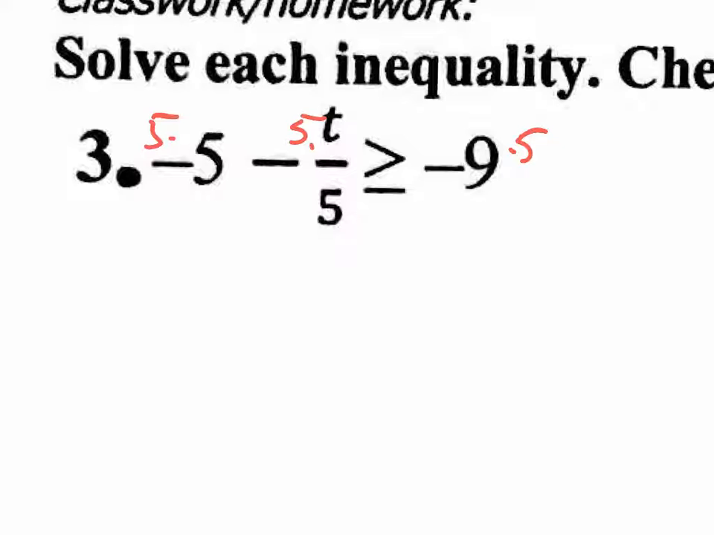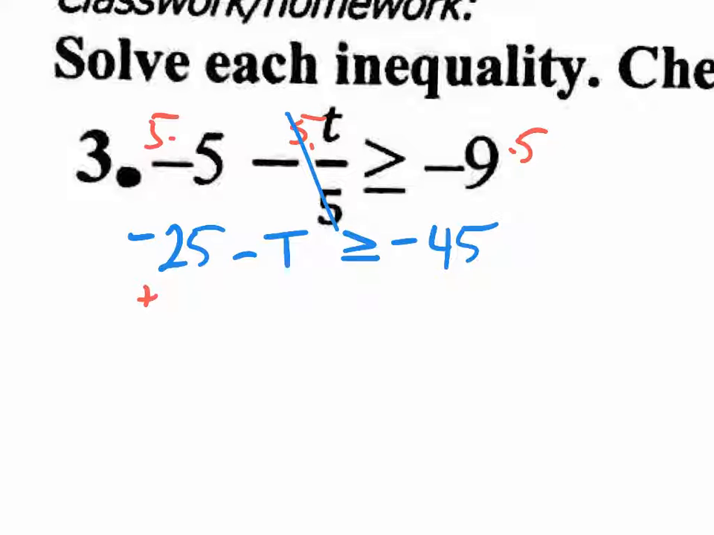So 5 times 5, and let's actually, Vanessa, tell me what would I write next after multiplying everything by 5? What would be my new inequality? So that's what we get after multiplying everything by 5. Now we want to get t by itself. So what would we do next, Robert? Add 25 to both sides.